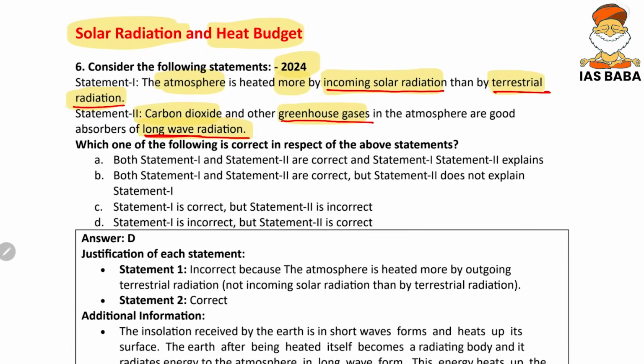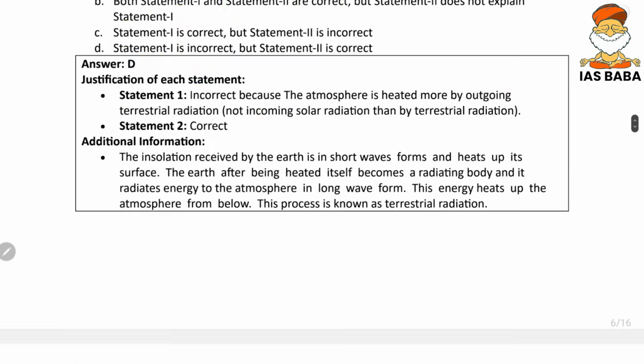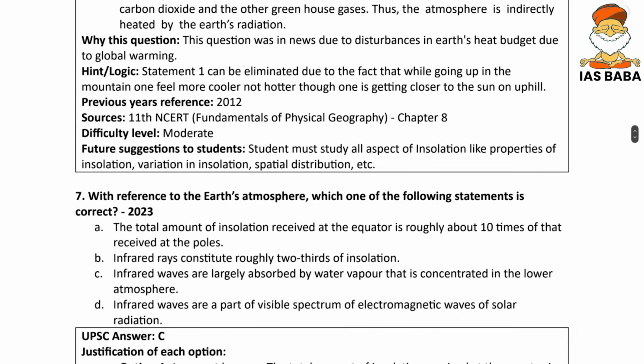What is long wave? What is short wave radiation? What is incoming solar radiation? What is terrestrial radiation? All is not explained in the NCERT. So you have to get this understanding done.